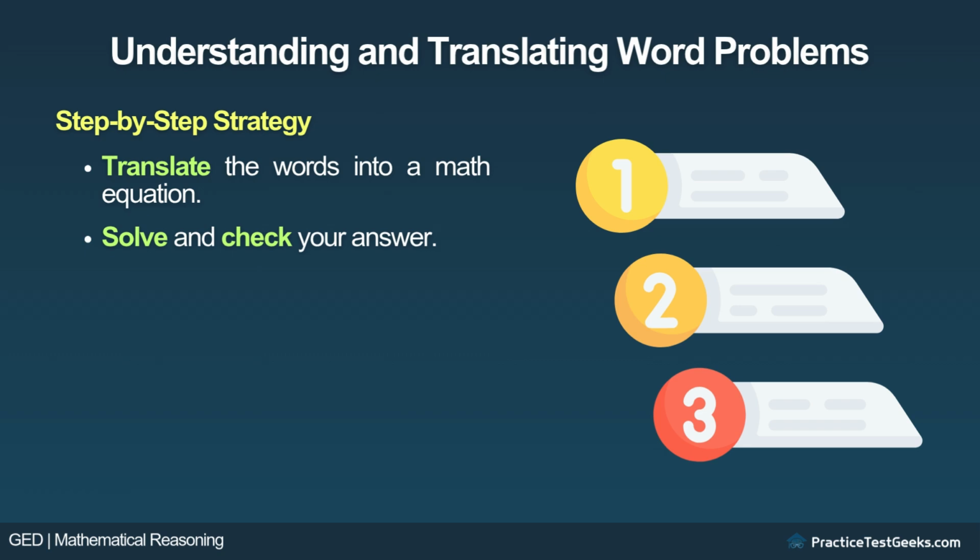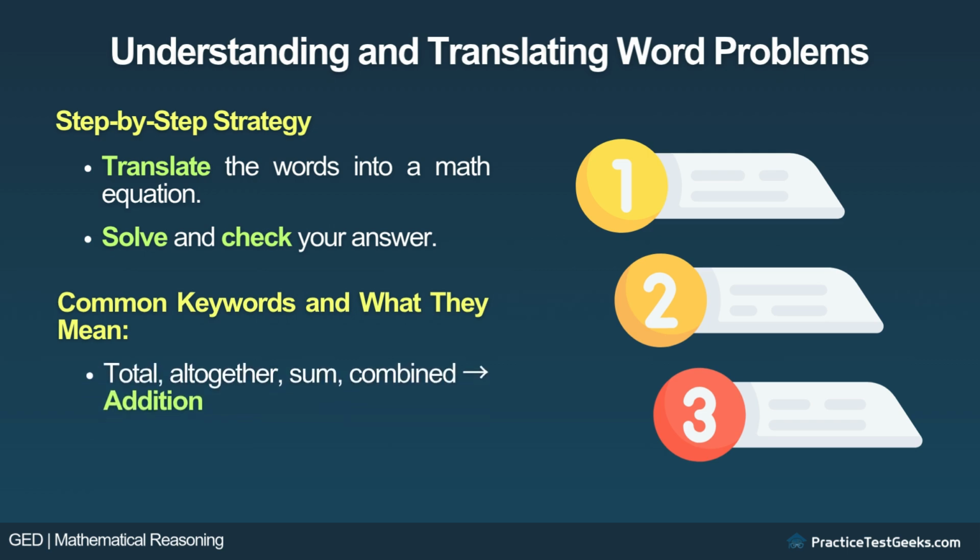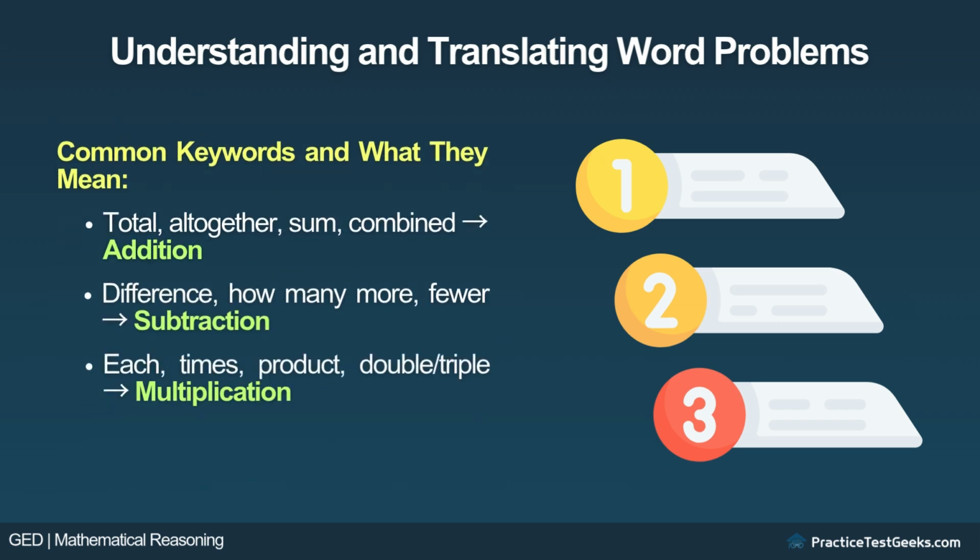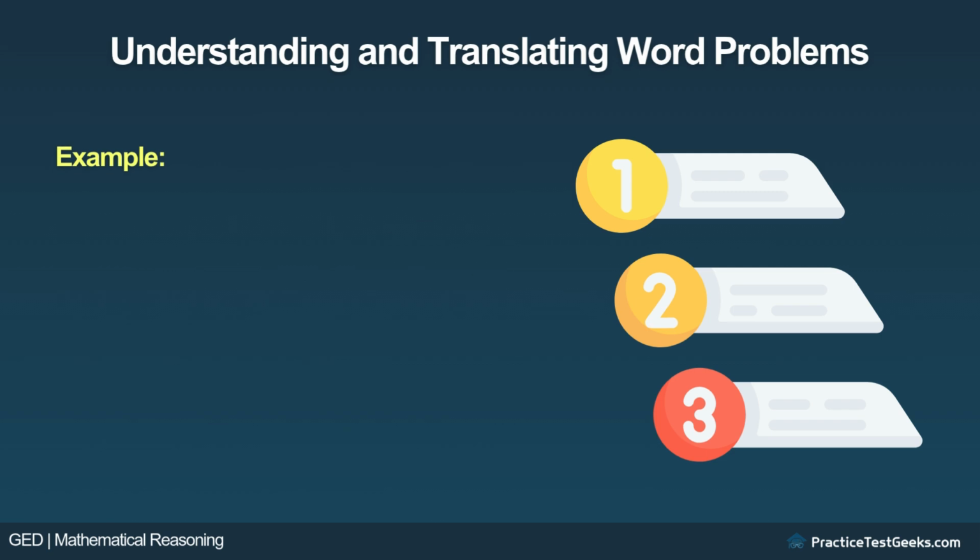Now, let's go over some common keywords and what they mean, which is critical for knowing what operation to use. Total, altogether, sum, or combined. These mean addition. Difference, how many more or fewer. These mean subtraction. Each, times, product, or double, triple. These indicate multiplication. Per, out of, quotient, or divided by. These refer to division. Here's a quick example to bring it all together.